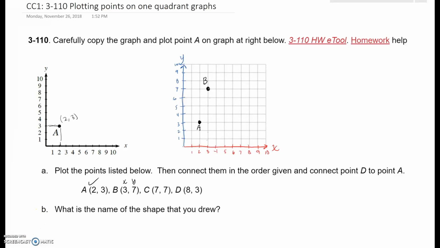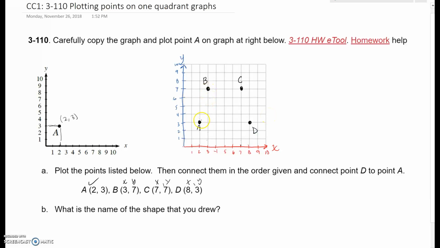C is at 7, 7. So 7 on the x. So 1, 2, 3, 4, 5, 6, 7 on the x, and then 7 up. So 1, 2, 3, 4, 5, 6, 7. 7 up. All right, so that's that point C. And then D, oh, that's 7 on the y. So D is 8 on the x, 3 on the y-axis. So 8 on the x is out here, and then up to 3. 1, 2, 3. And that's the point D.